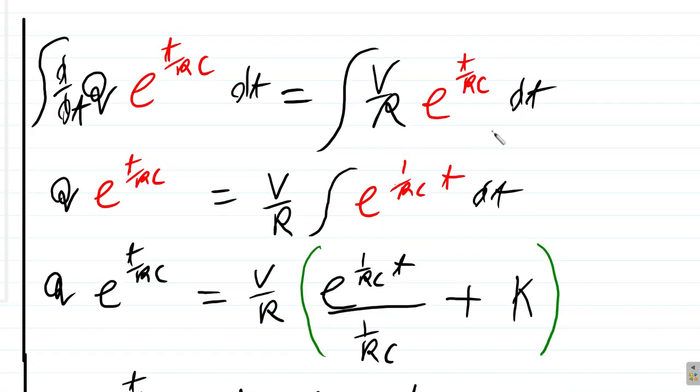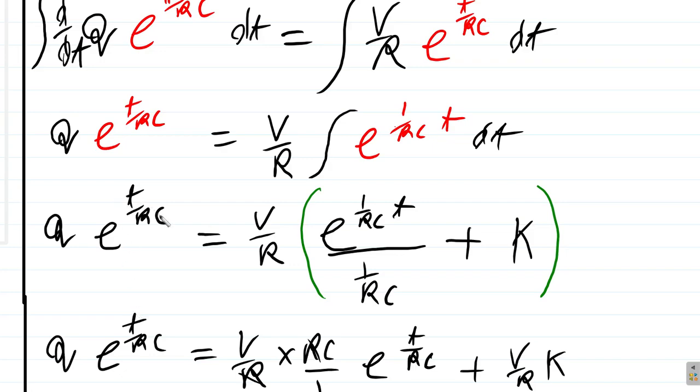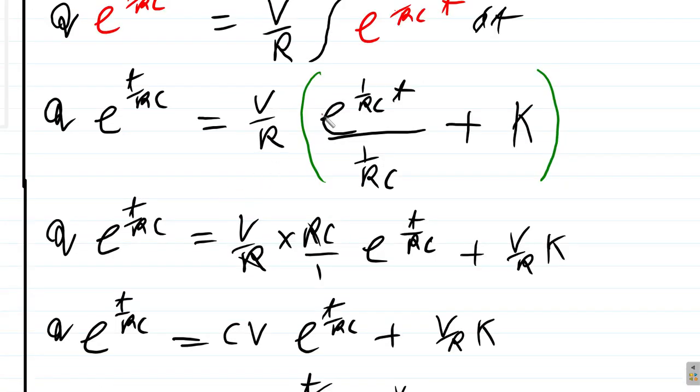So that's e to the t. I rewrite it as e to the t over rc as 1 over rc by t to separate the constant clearly from the variable dt. So here the v over r must multiply the entire integral, right? I mistakenly left off the brackets earlier and did not multiply the v over r by the k. So I put the bracket here.